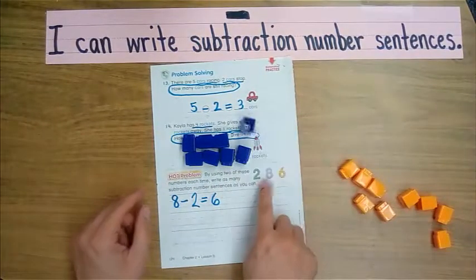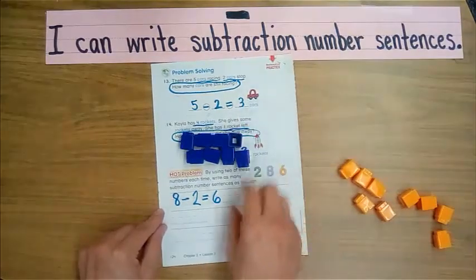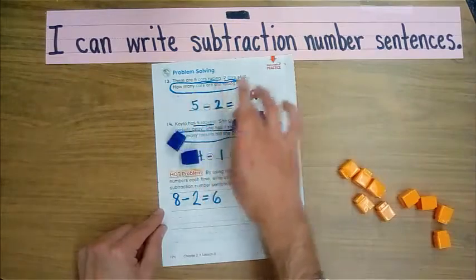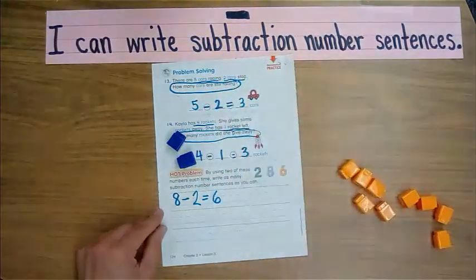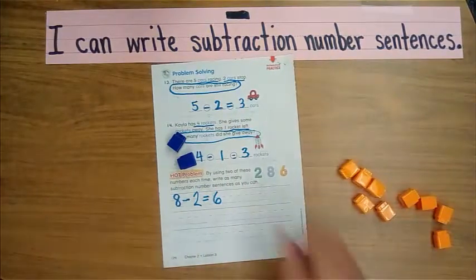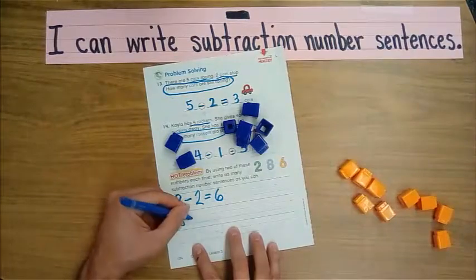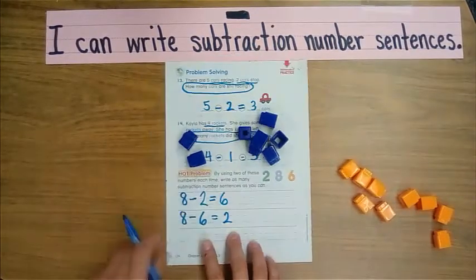Now, if I have 8 again, can I take away 6? Let's see. 8, take away 1, 2, 3, 4, 5, 6. Oh yeah, I could do that. 8, take away 6 equals 2. Okay, so let me write that over here. 8, take away 6 equals 2.